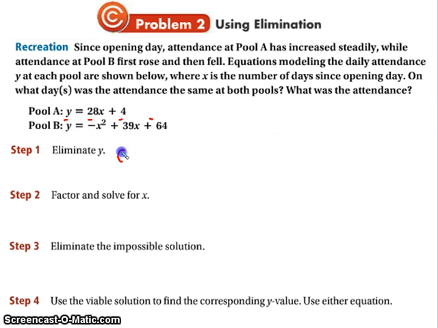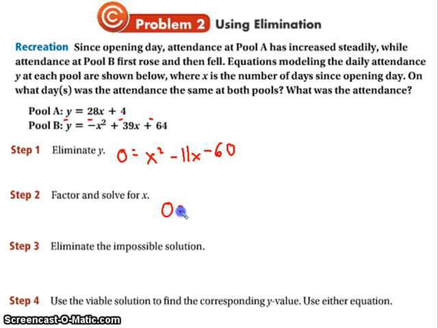So that's going to give us 0. That's going to give us x squared. 28x minus 39x gives us -11x. And then I get -60. So that's step number 1. Get rid of the y value. We can do that because they both have a 1 in front.